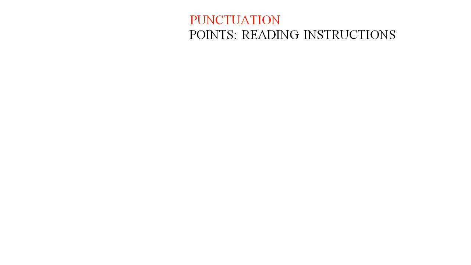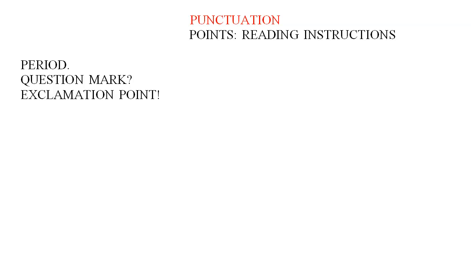So most commonly, we see the period, the question mark, and the exclamation point. These marks tell a reader what a sentence wants to do. In other words, they tell a reader how to interpret the sentence that the reader has just read, whether to report a fact, to ask a question, or to express some strong emotion.